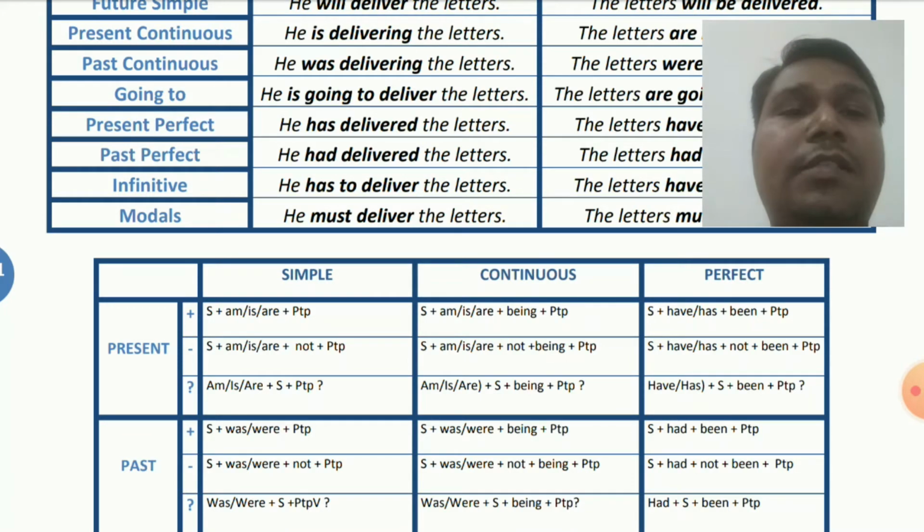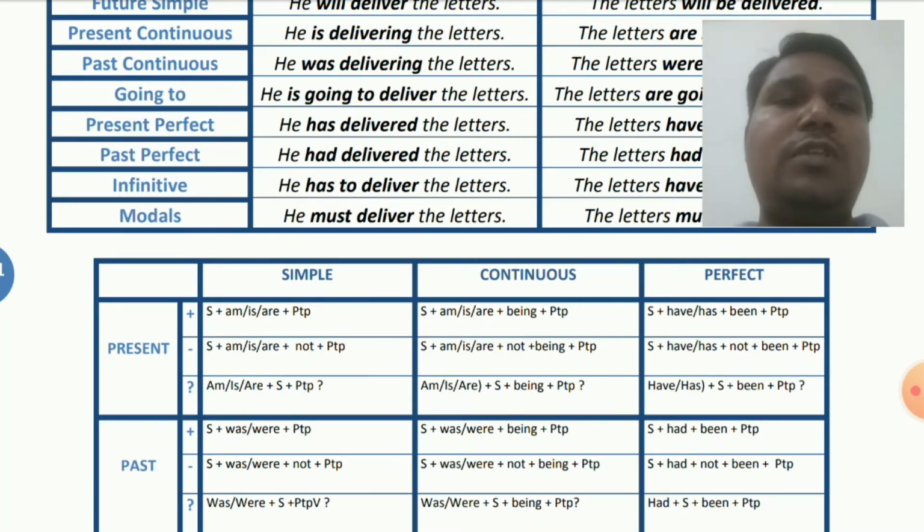In present continuous tense, to make an affirmative sentence in the passive voice, you have to use the format that is subject plus am, is, are plus being plus past participle. To make negative in the present continuous tense, you have to use the format that is subject plus am, is, are plus not plus being plus past participle.